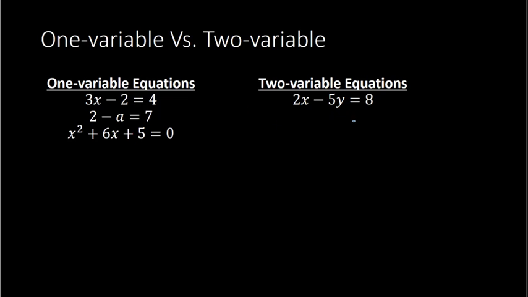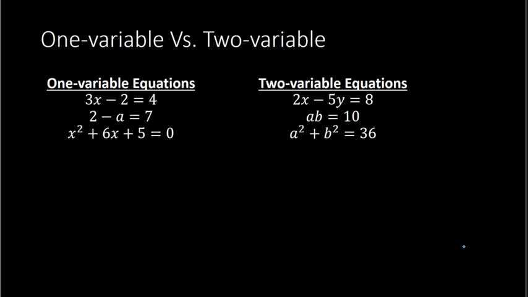So in this lesson, we're dealing with two variable equations, which might look something like this. 2x minus 5y equals 8, where we have both x and y in the same equation. Or maybe a times b equals 10, where a and b are two different variables. Or maybe a squared plus b squared equals 36, where we have a and b both in the same equation.